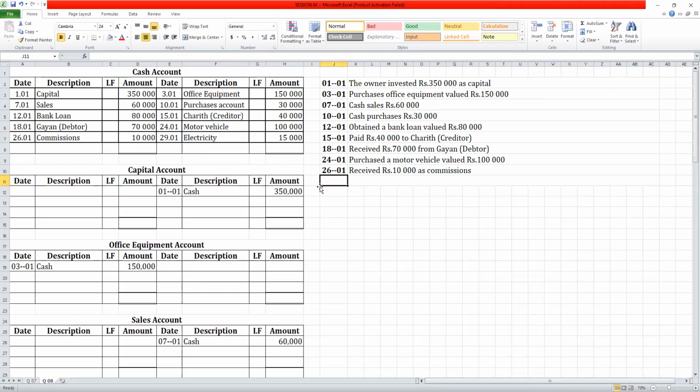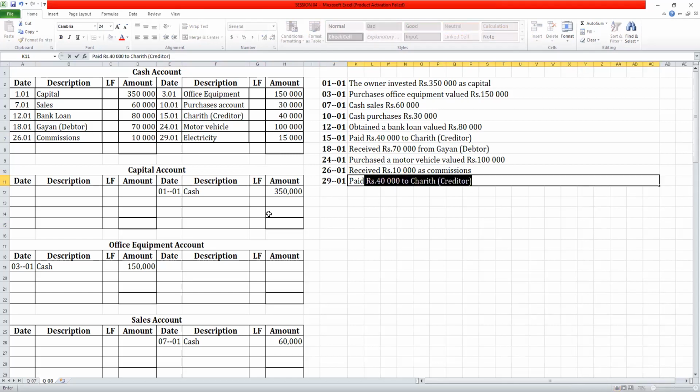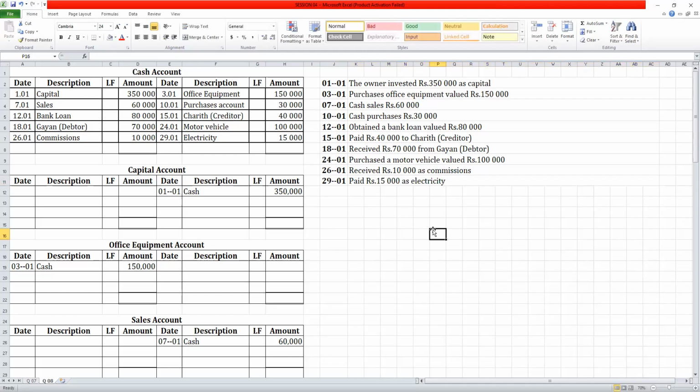That is exactly right. 29th January. It's a payment. You have to say paid rupees 15,000 as electricity. Did you see? Right. So please make sure that you complete this tutorial correctly. Check whether it is completed properly. I need you to send me the answers afterwards.